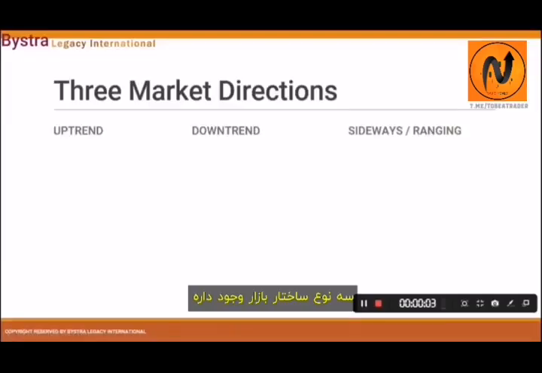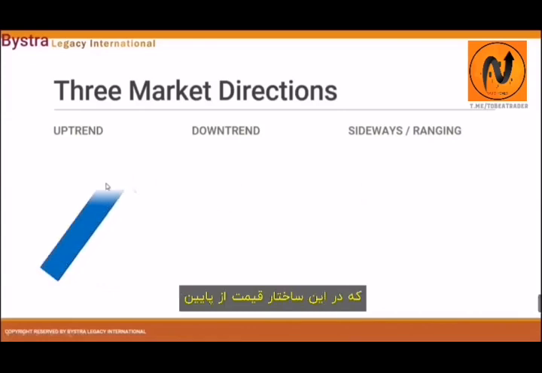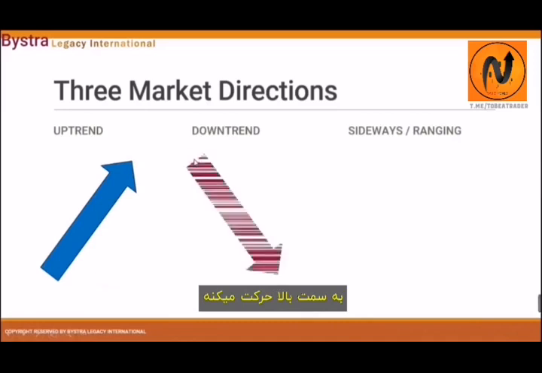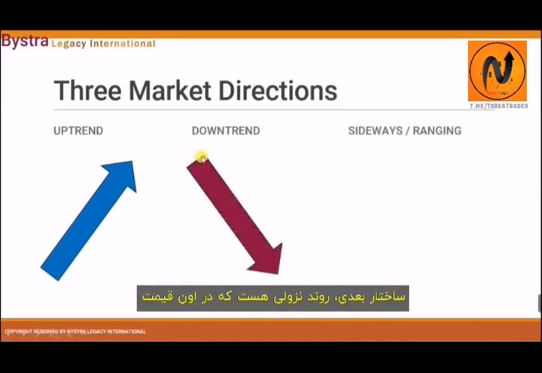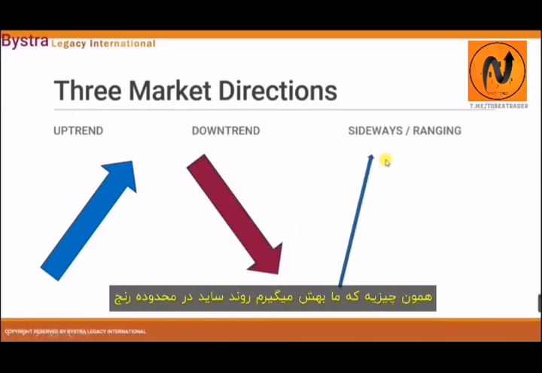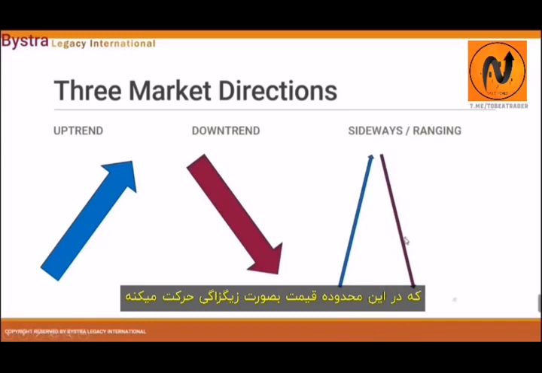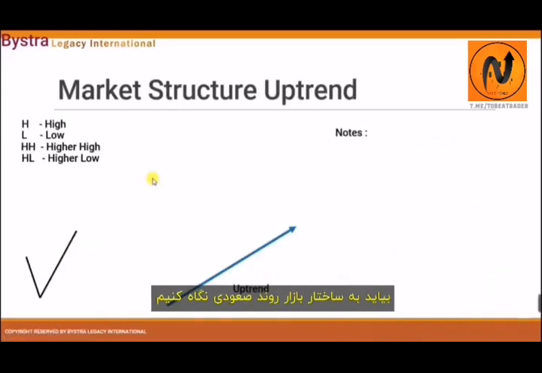There are three types of market structures. The first is the uptrend, where the price moves from the bottom to the top. Next is a downtrend, where the price is moving from the top to the bottom. And the last is what we call the sideways or ranging zone. It's where the price zigzags around this area. Let's look at the market structure uptrend.